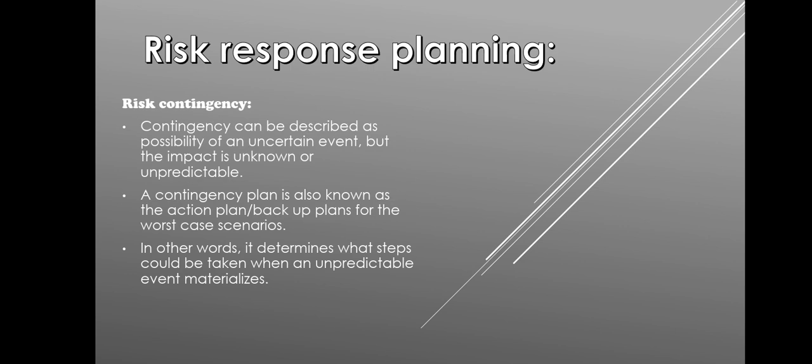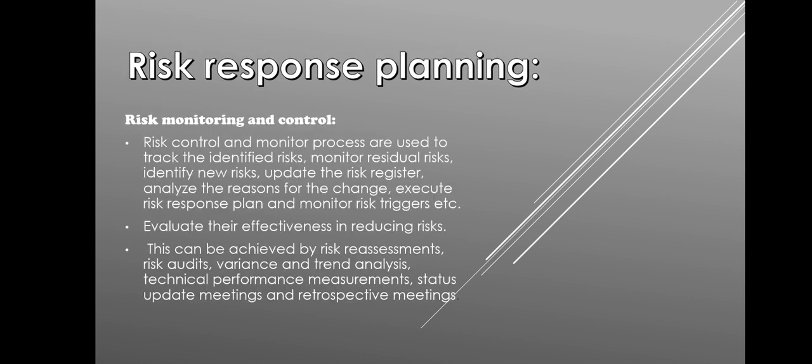Risk contingency. It can be described as a possibility of an uncertain event, but the impact is unknown or unpredictable. This plan is also known as action plan or backup plan from the worst case scenarios. In other words, it determines what step could be taken when the unpredictable event materializes.